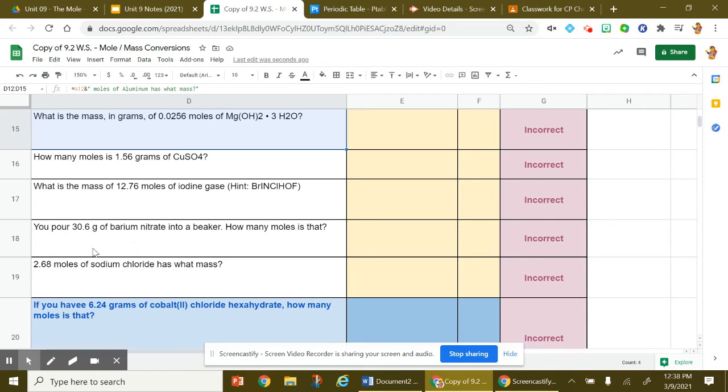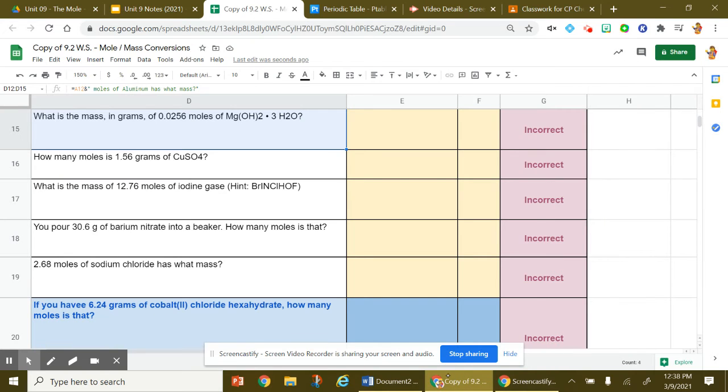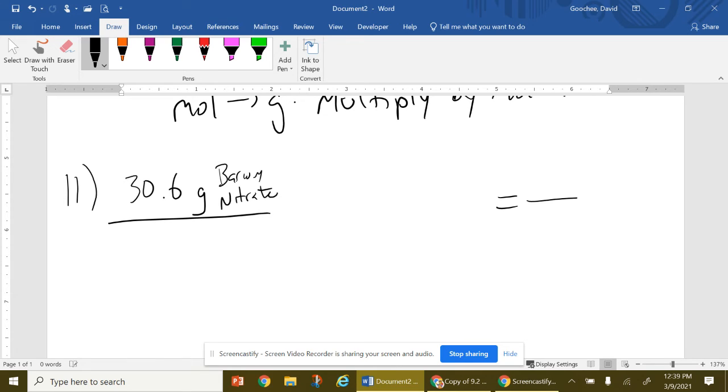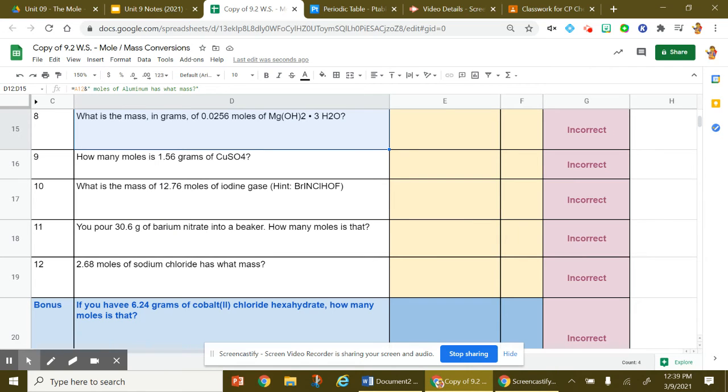Let me do number 18. You pour 30.6 grams of barium nitrate into a beaker. How many moles is that? So 30.6. Let's see here. What number was this? This was number 11. So you got 30.6 grams of barium nitrate. Okay? And we want to know, well, how many moles is that? You're going from grams into moles.